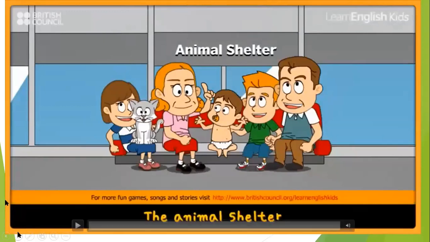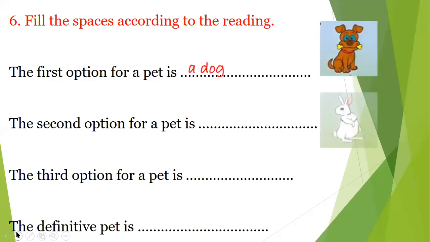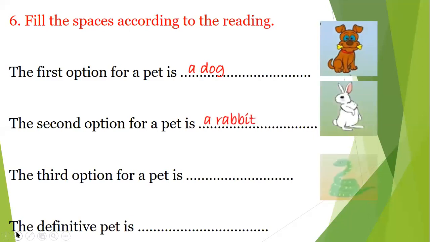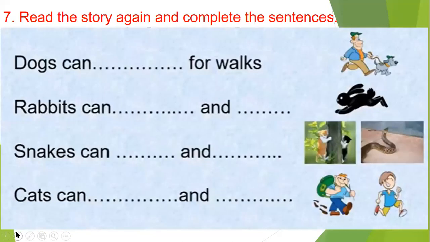Okay, perfect. Now we practice. Fill the space according to the reading. Acorde a la lectura, acorde a lo que pudimos ver, ¿cuál fue la primera opción que tuvieron de una mascota? Okay, perfect. A dog. The second option, a rabbit. The third option, a snake. And the definite pet, la mascota por la que se decidieron, a cat. Perfect, no problem. Read the story again and complete the sentence.